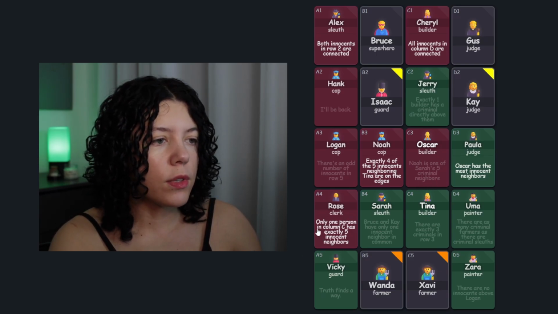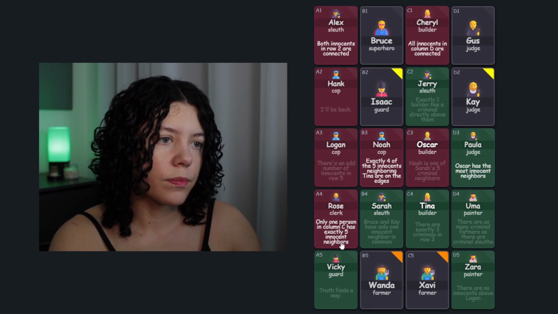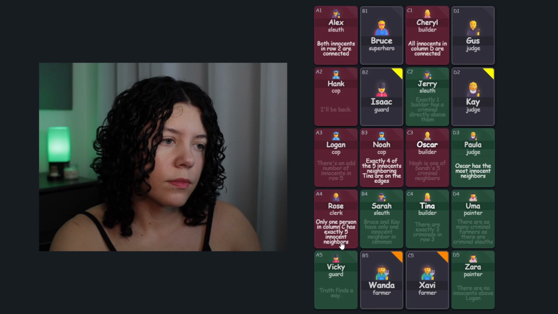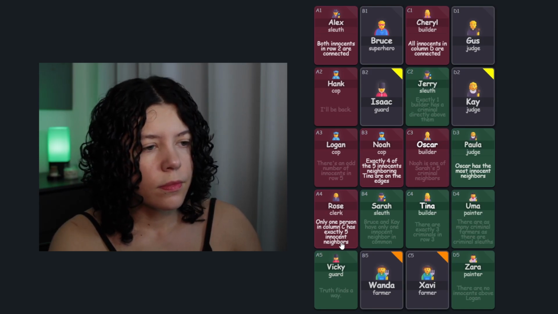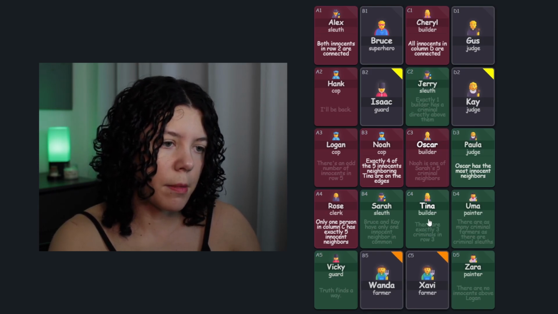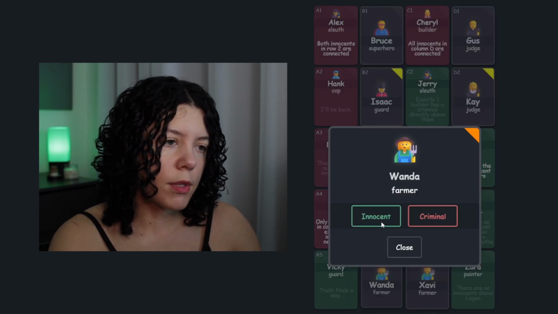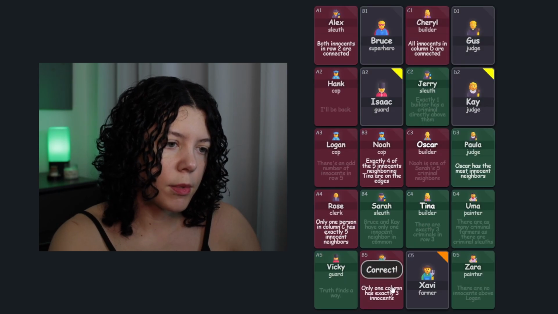Rose tells us that only one person in column C has exactly 5 innocent neighbors. Oh, so we know that Xavi couldn't have 5 innocent neighbors because Tina has 5 innocent neighbors, which tells us that Wanda is a criminal. Otherwise, Xavi would have 5 innocent neighbors, so Wanda is a criminal and Xavi is an innocent because of that.